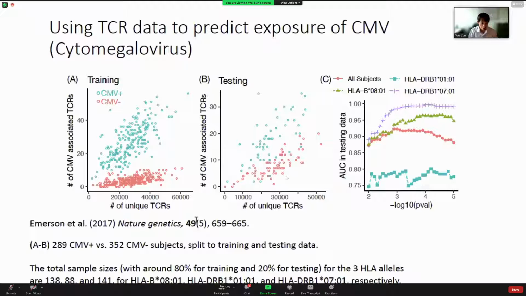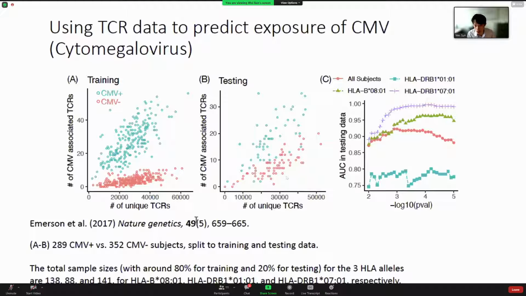Okay, so this is a figure using the data generated from an earlier publication to study TCR data to predict exposure to the CMV virus. It's a pretty popular virus. Half of us have it. We just don't know it because it doesn't bother us. The immune system can take care of that. It only becomes a problem if a person is immune compromised.